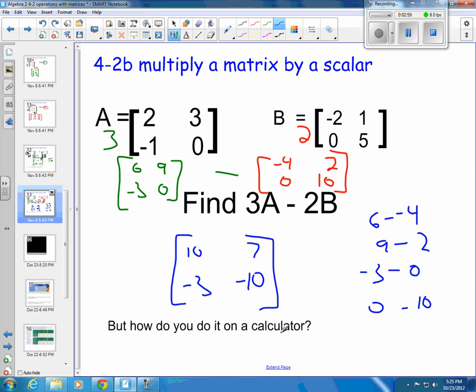And again, how do we do it on the calculator? I'm going to do that in the next video. So another real short video on how to add and subtract matrices on the calculator.